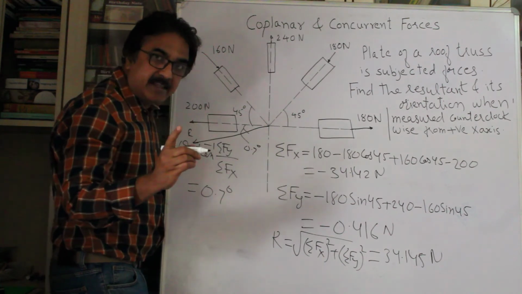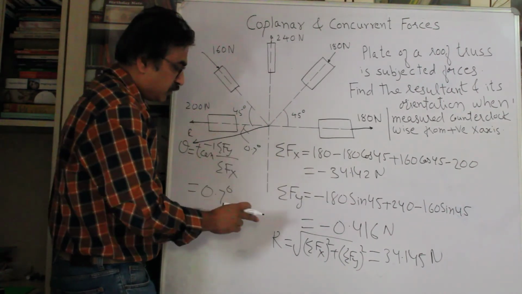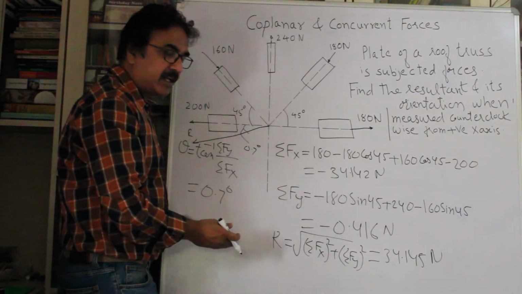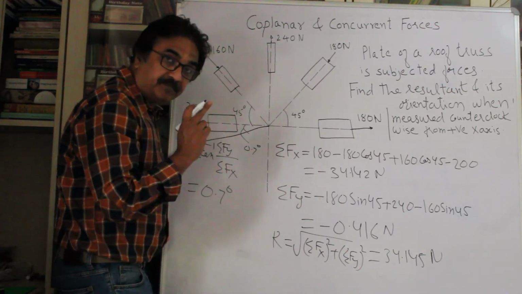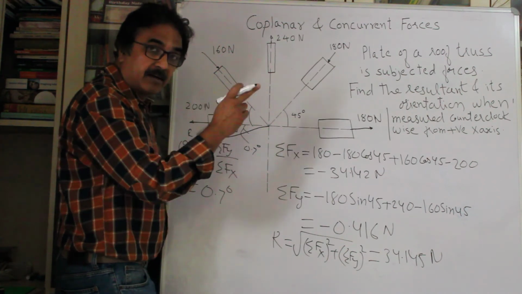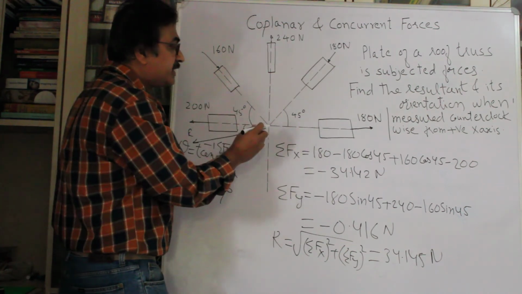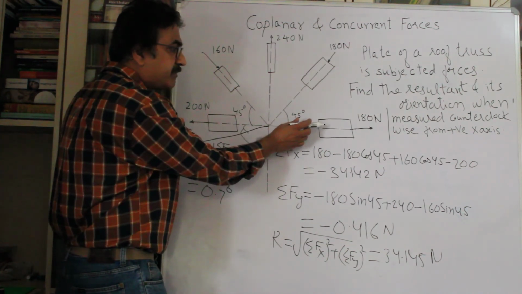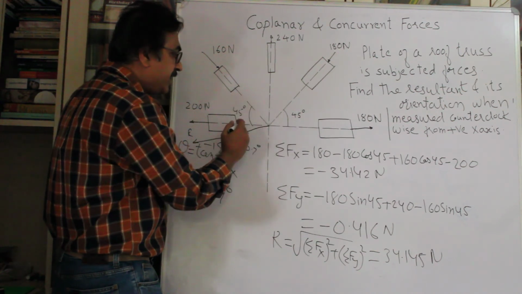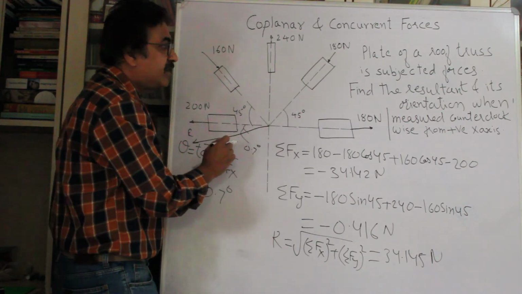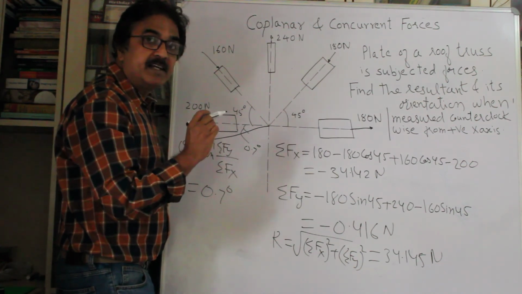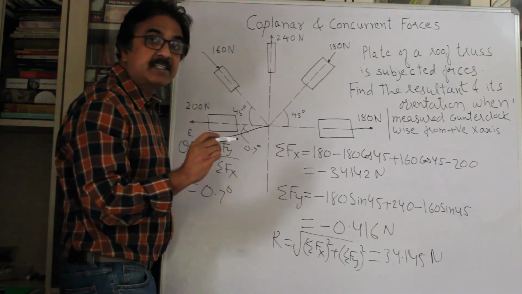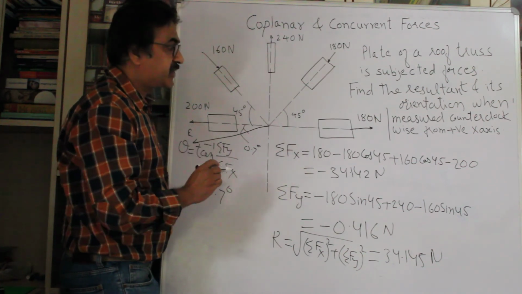Now when you write the answer, R you can write straight away 34.145, but when you write the answer for theta, the orientation, you should consider that you are going to measure from here, positive x-axis. So this is 180 plus 0.7. So your answer is going to be 180 plus 0.7, 180.7. That should be the answer for the orientation.